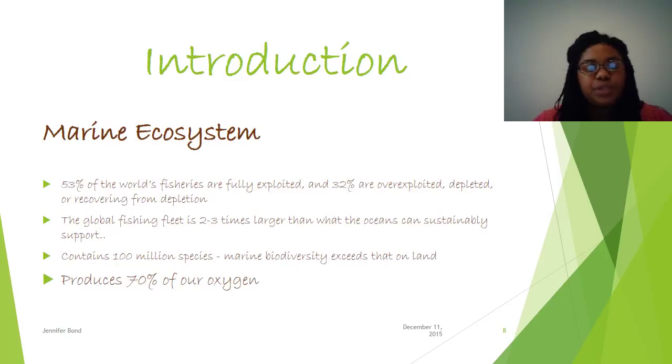53% of the world's fisheries are fully exploited, and 32% are overexploited, depleted, or recovering from depletion. The global fishing fleet is 2 to 3 times larger than what the oceans can sustainably support. And the marine ecosystem contains 100 million species. Marine biodiversity is far more advanced than that on land. The marine ecosystem also produces 70% of our oxygen.